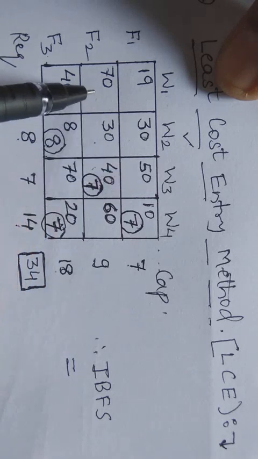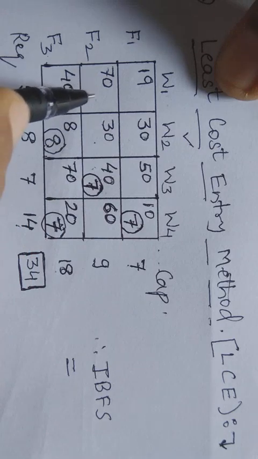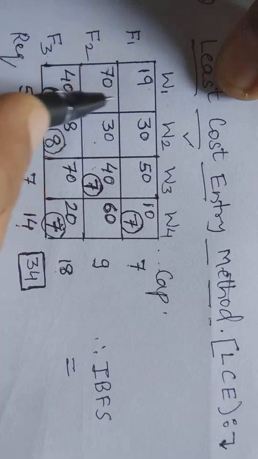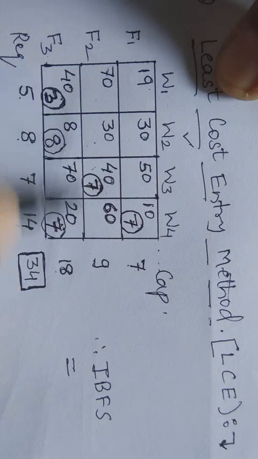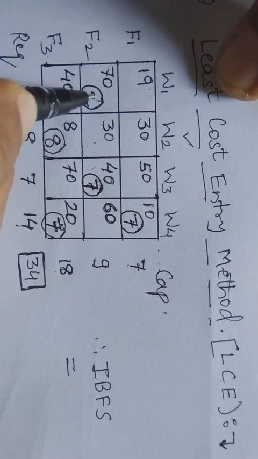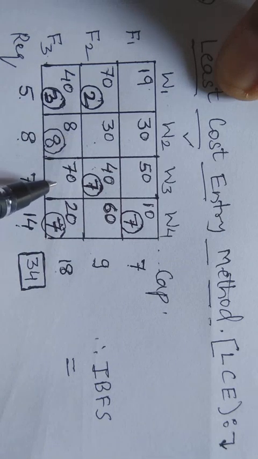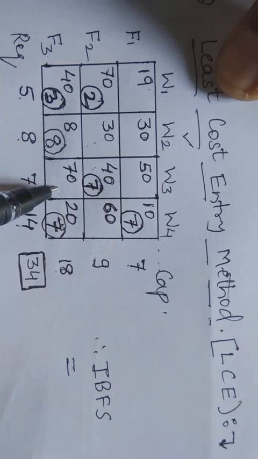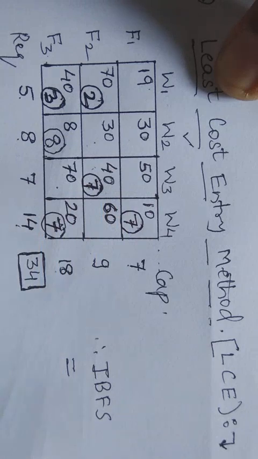After 50, what is the next one? 70. This one and this one. You can take any one. If I take this 70, F2, W1. W1's remaining requirement is 2. Are 2 available here? Yes. I take 2 here, so you are balancing the rows and columns. What is the next 70? It is here, F3, W3. What is the requirement of W3 here? 7. It is already over. This 70 I cannot do. So after that 70, all are over.